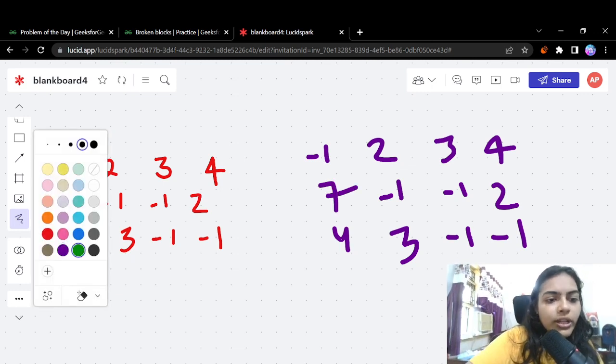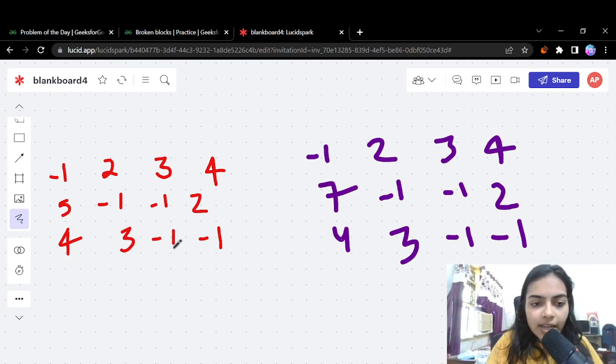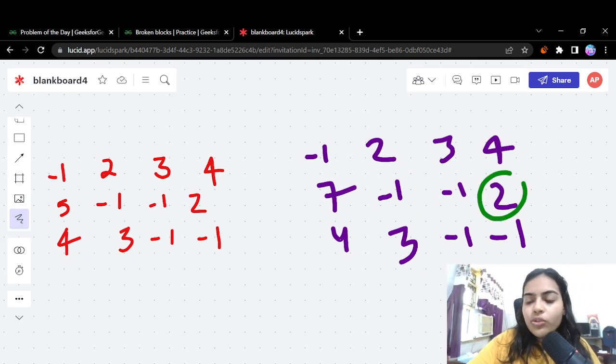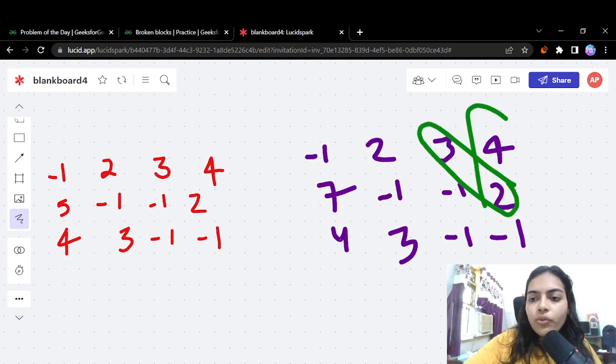Let's go to the next box. Next box is -1, we can ignore it, right? Let's go to the next box. Again -1, we can ignore it. Now let's go to this box. Now this is 2, right? So it can take 2 values.